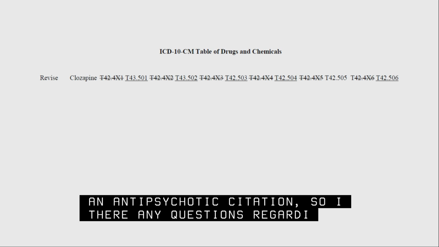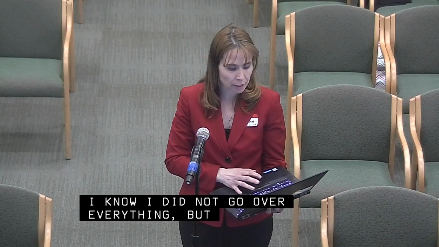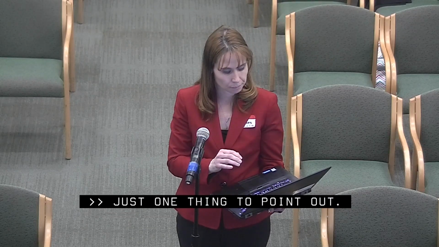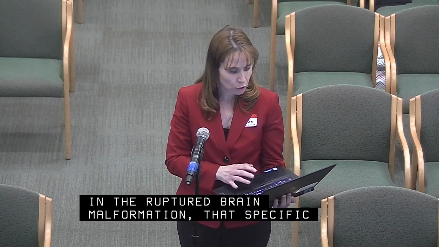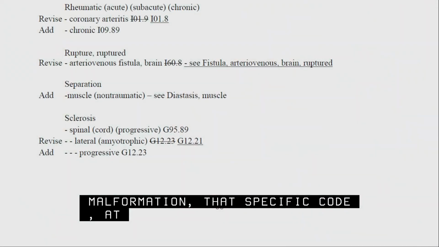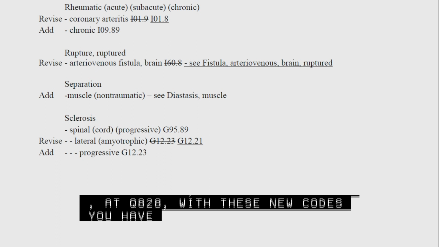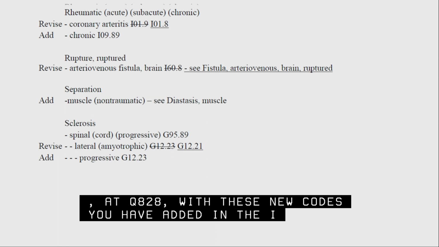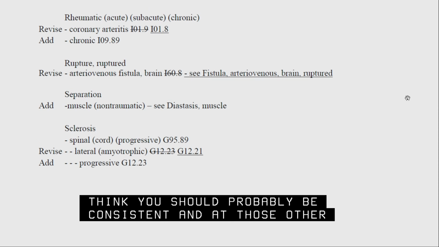Just one thing to point out with the changes that you've made in the index for the ruptured AV brain malformations to add specific codes for the intraparenchymal, intraventricular. At Q28.8, where there's an Excludes1 for ruptured cerebral AV malformation at I60.8, with these new codes that you have added in the index, I think you should be consistent and add those other codes behind ruptured cerebral AV malformation for the other sites, intraventricular and so forth. That's my only thing.